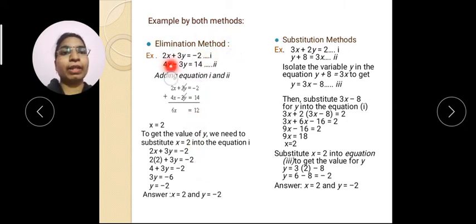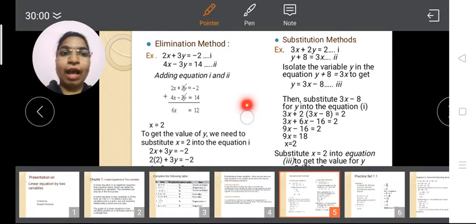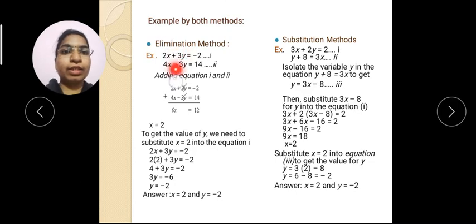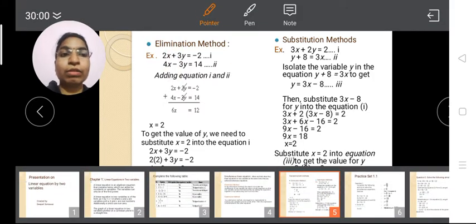Now in this elimination method, 2x plus 3y is equal to minus 2, that is the first equation, and 4x minus 3y is equal to 14. If you observe these equations, in both equations we have plus 3y and minus 3y, so the coefficients of y are already the same. There is no need to make them the same. If the coefficient is the same and the signs are already opposite, then just add both equations. No need to think more.